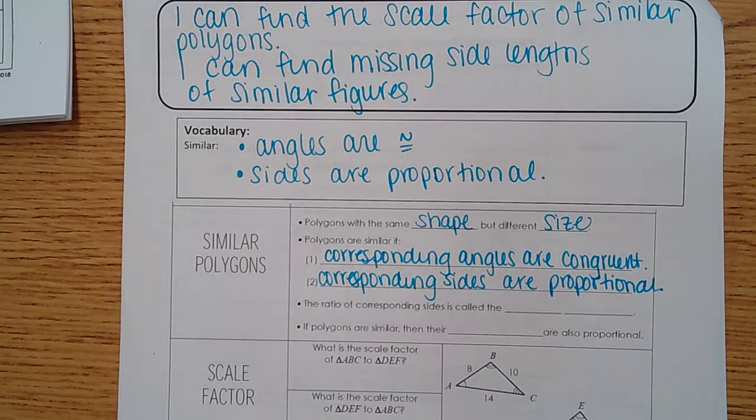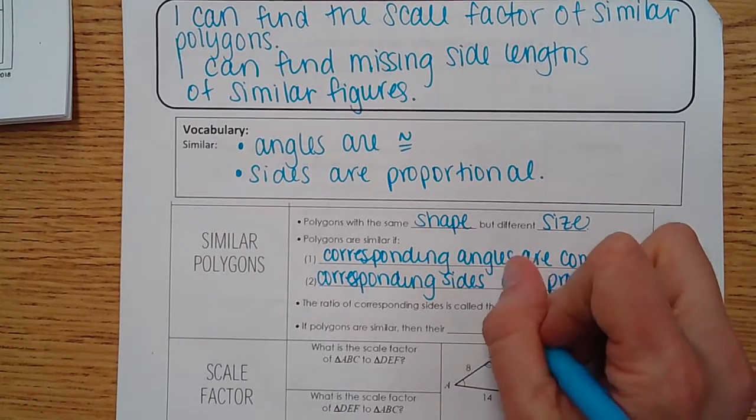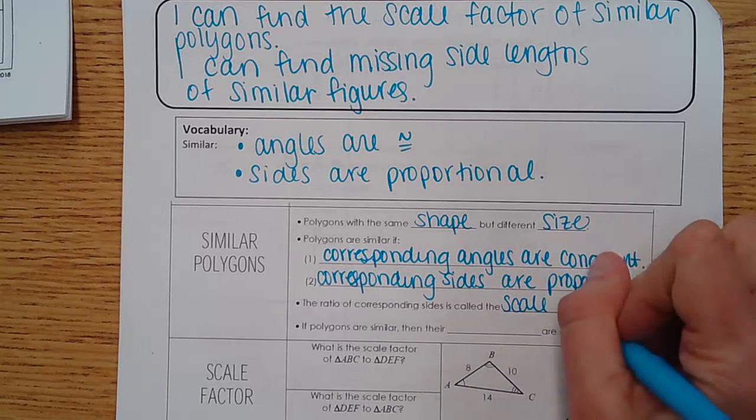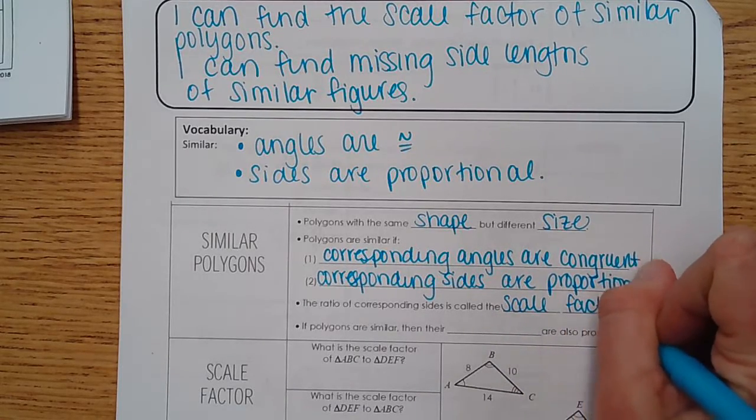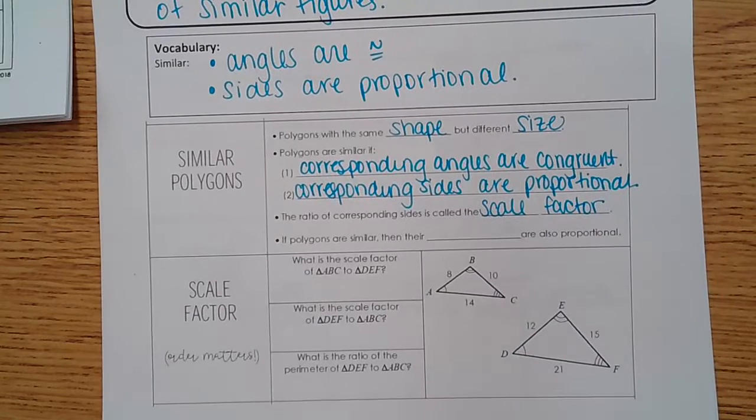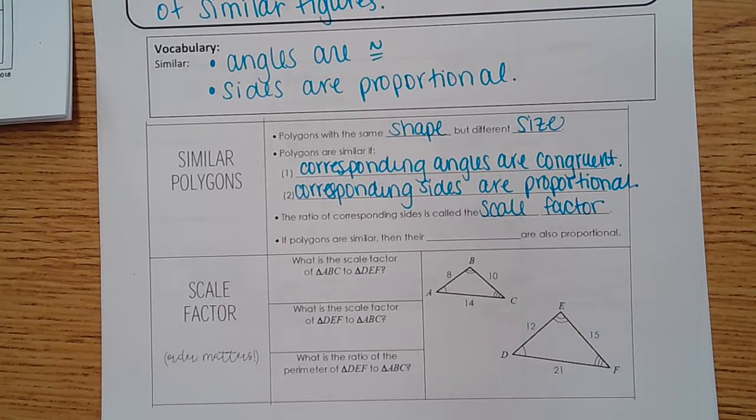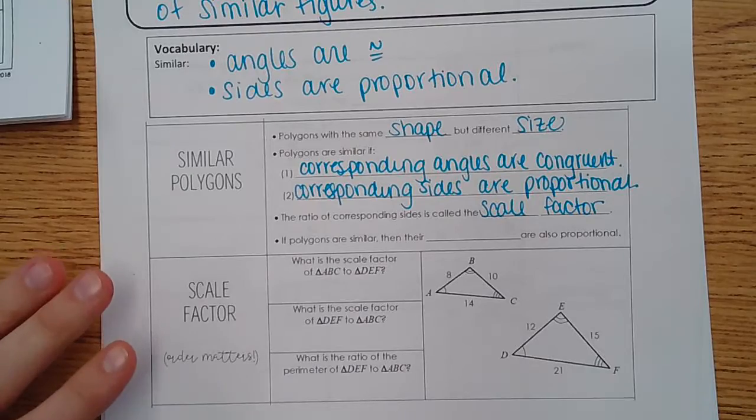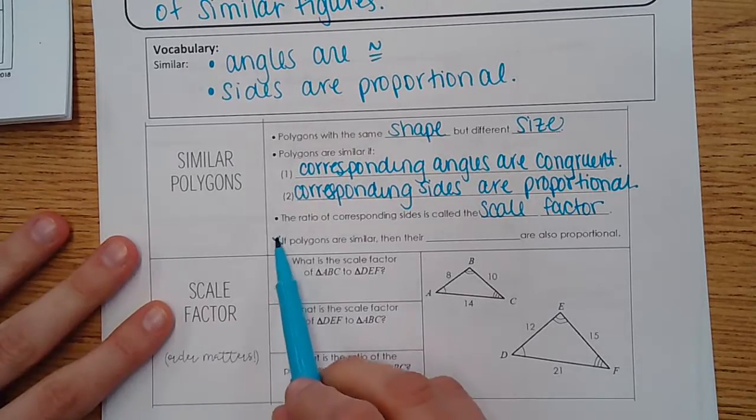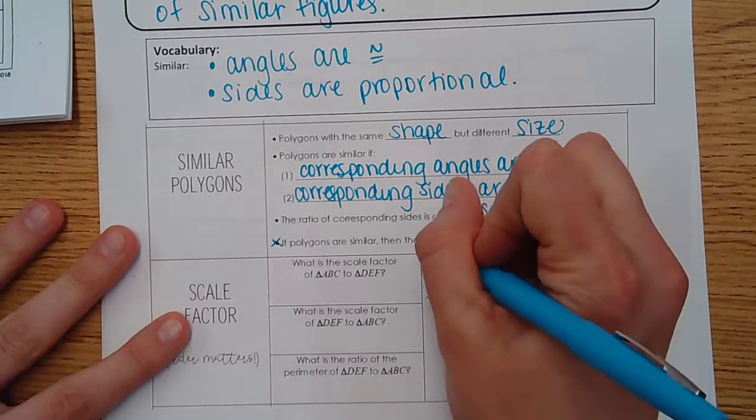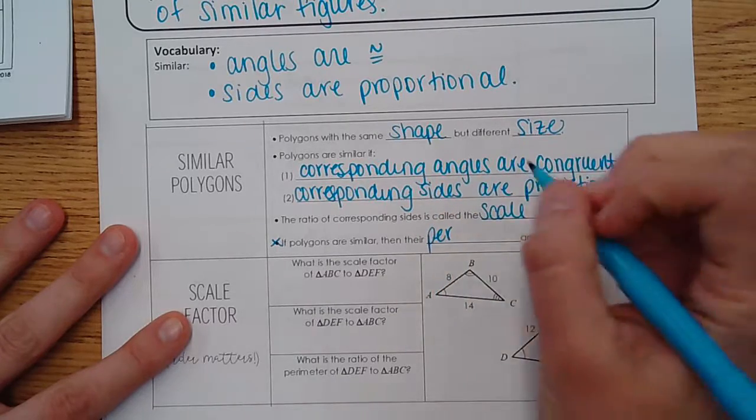So the ratio of corresponding sides is called the scale factor, and we talked a little bit about this in section 7.1. The scale factor is going to be one of two things. It's either an enlargement or a reduction. If it's an enlargement, our scale factor is greater than 1. If it's a reduction, it's between 0 and 1. Another fun fact: if polygons are similar, their perimeters are also proportional.